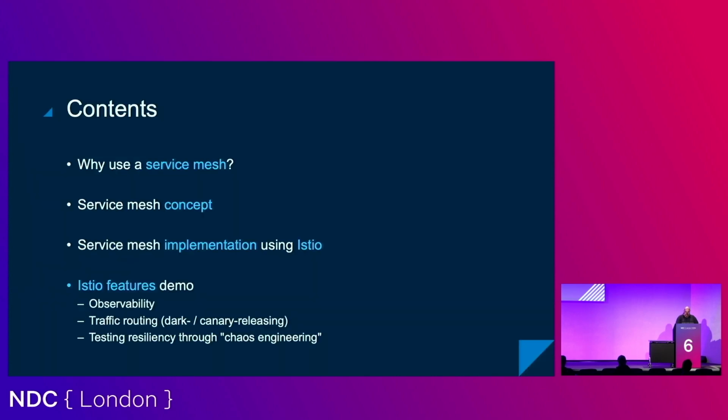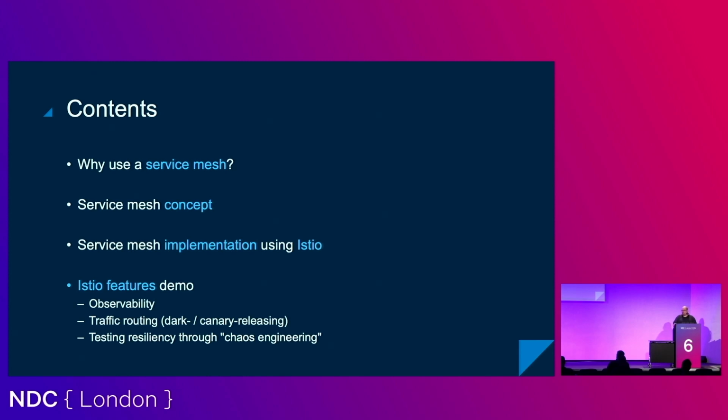So let's dive in. What are we going to do? First of all, we're going to look at why would you need or use a service mesh, because there must be a reason, obviously, for using that. Then we're going to look at the service mesh concept. What is it and what can you do with it? And then we're going to look at a specific implementation using Istio. There are several implementations out there. I'll name a few in the talk, but I'm going to use Istio for this talk particularly.